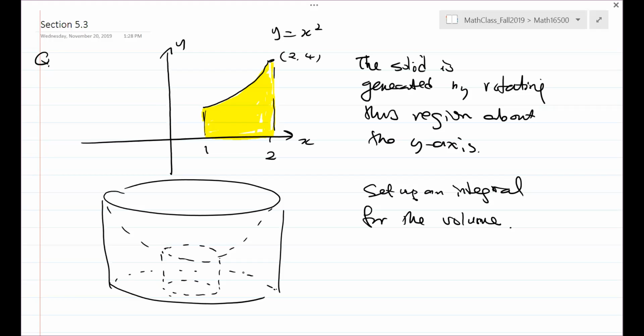Okay, you see that, right? It's like a cylinder. When x equals 2, the y value is 4, and when x equals 1, the y value is 1. So that's the point. Well, it's clearly a surface generated around the y-axis, right? Rotated around the y-axis. So the y-axis is going to be the axis you're going to use for the integral.